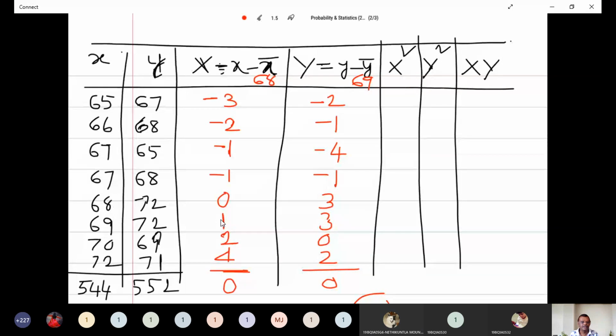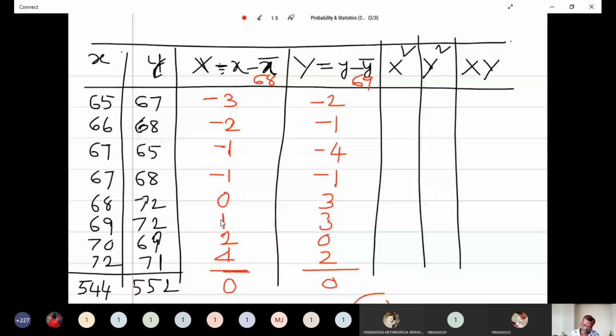Remember all of you: if summation capital X and summation capital Y are equal to 0, then we use the formula summation capital X Y by summation capital X square, and summation capital X Y by summation capital Y square, for regression coefficients. For the correlation coefficient also it is the same formula. That is very, very important.